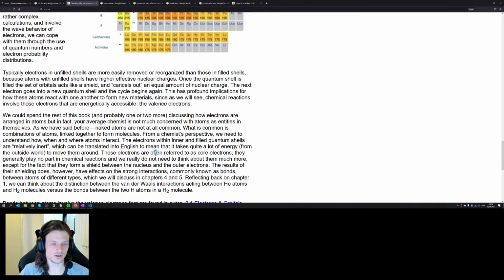These electrons are often referred to as core electrons. They generally play no part in chemical reactions, and we really do not need to think about them much more, except for the fact that they form a shield between the nucleus and the outer electrons.